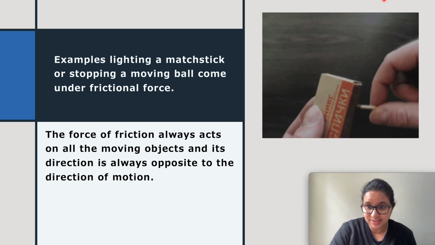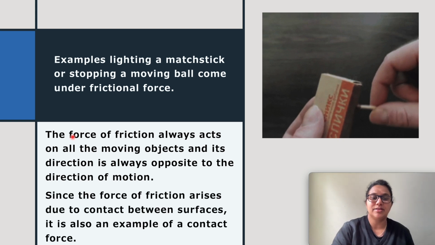The force of friction always acts on all moving objects. That's very important. And its direction is always opposite to the direction of motion. Since the force of friction arises due to the contact between surfaces, it is also an example of contact forces.